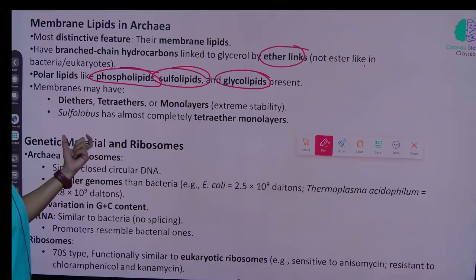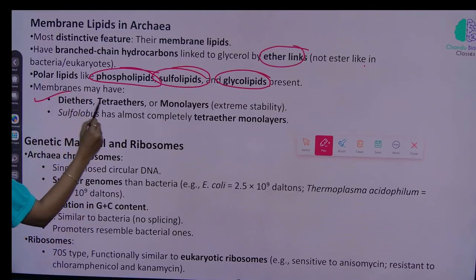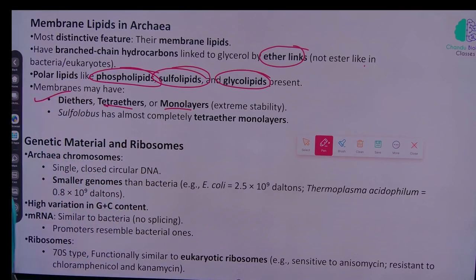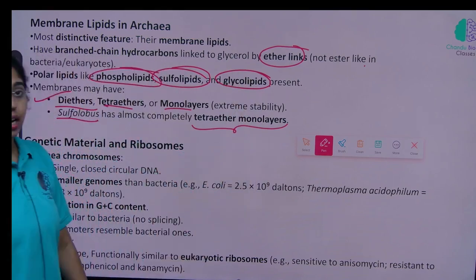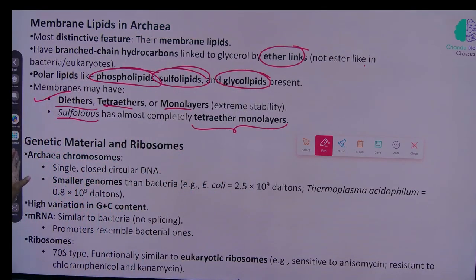Membranes may have diethers, tetraethers and monolayers with extreme stability. Sulfolobus has almost completely tetraether monolayers. Clear till here? Any doubt anywhere? Yeah. Now, genetic material and ribosomes.